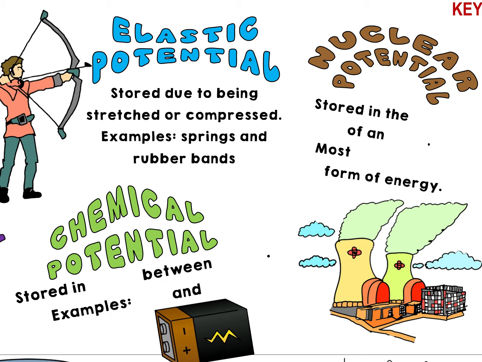For example, when a spring is compressed or pushed together, it has a lot of potential energy. Same for rubber bands. When rubber bands are stretched out, they have a lot of potential energy.